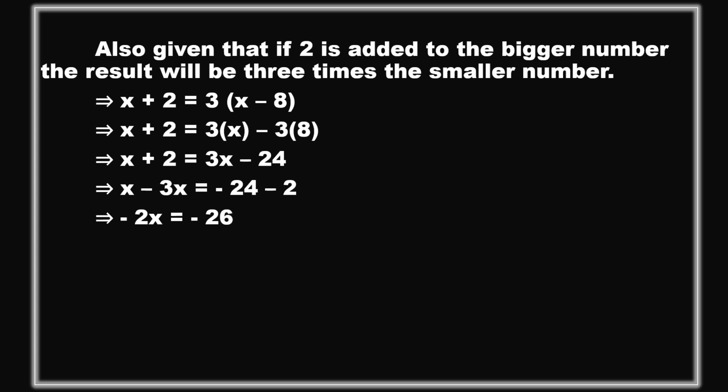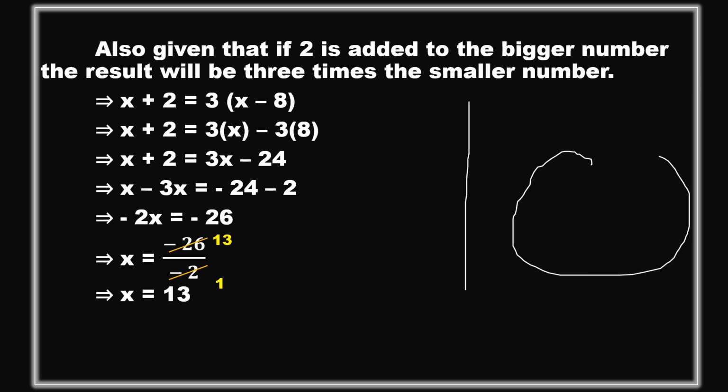So here minus 2 is multiplying with x, so when it goes there it becomes division. So x equals minus 26 by minus 2. Here minus minus gets cancelled, and 2 ones are 2, 2 13s are 26. Okay, so I'll get x as 13. So in the previous case also we got x as 13 only, right? So x equals 13.